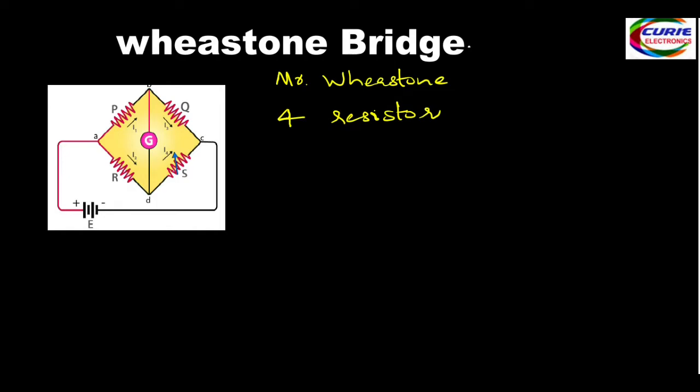It is used to find the unknown resistor value in the combination of these four resistors. Out of these four resistors, we may not be knowing the value of one resistor. Then we can find that resistor. Here, in this diagram, it is the R. R is the unknown resistor.